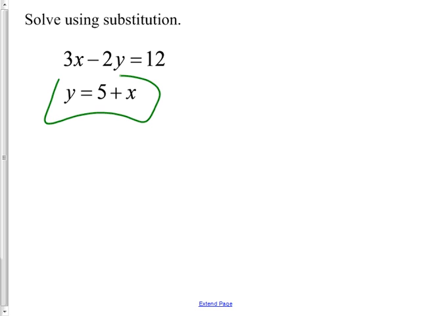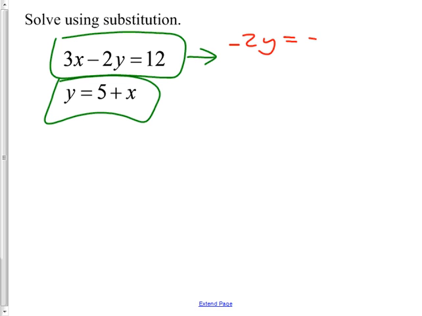This one's all ready to be put into your calculator. Does the calculator care if you say 5 plus x or x plus 5? No, it doesn't. You can type in either one. This one isn't ready to be put in the calculator until I solve it for y. So what should I do first? Subtract 3x and I'll have negative 2y equals negative 3x plus 12. And then what do I do to both sides? Divide by negative 2. Y equals negative 3x over negative 2 plus 12 divided by negative 2 is negative 6.